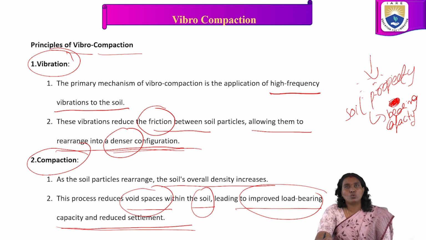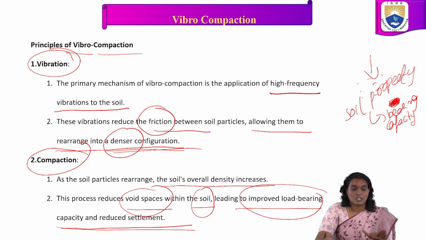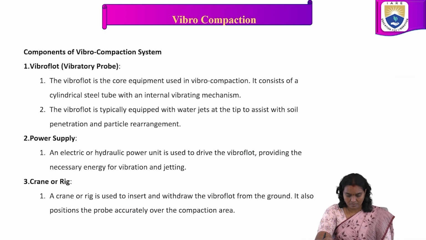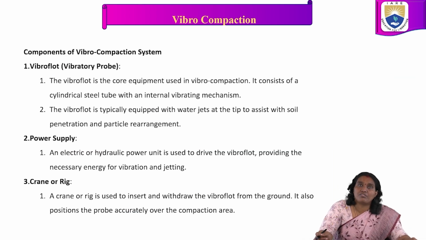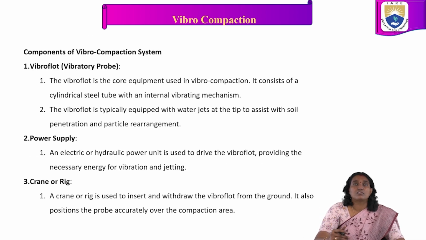So these are the two things we need to understand in the principles of vibro compaction: one is vibration and the other is compaction. Now, what are the various components we are going to understand in the vibro compaction system? The vibro float, power supply, and rig are the components of our vibro compaction system.